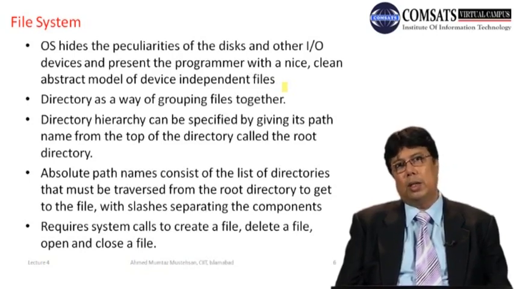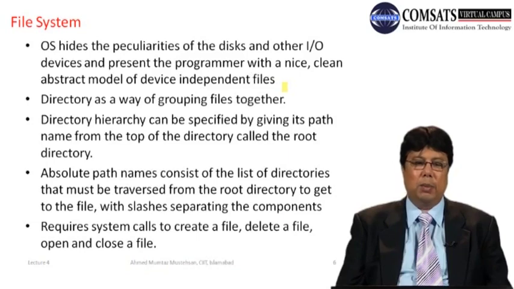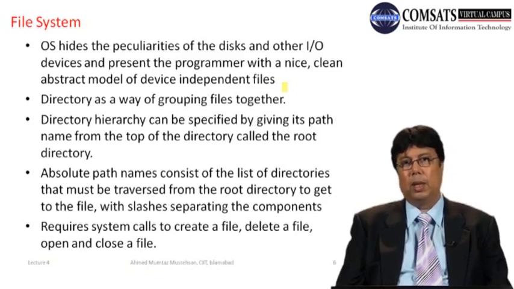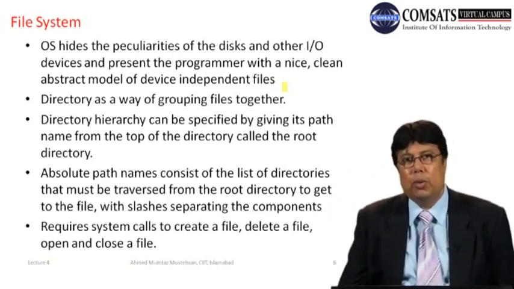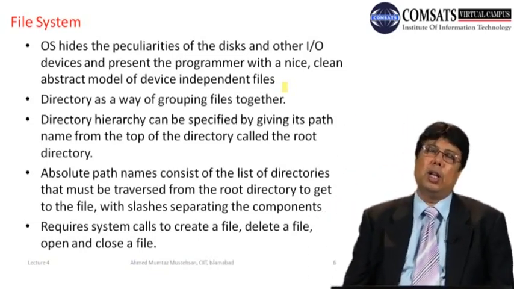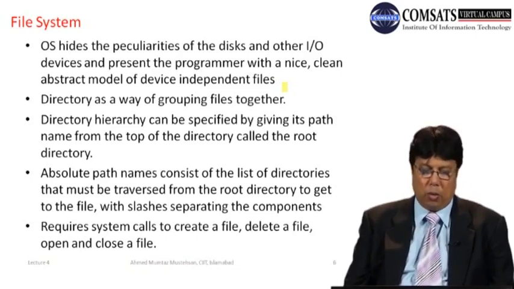Directories are also organized in the form of a hierarchy, just like the processes we have seen. The directory hierarchy can be specified by giving its path name from the top to the directory, and this top directory is called the root directory. And then you need a unique absolute path that traverses the directory from the top to that particular point where you want to go.